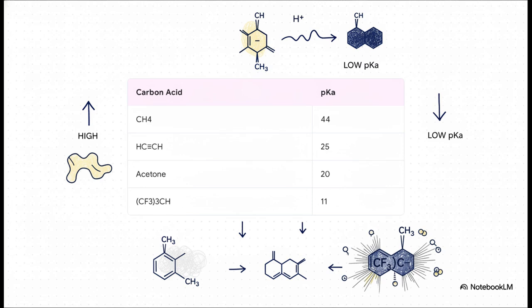Methane has a pKa of 44. That means it's a terrible acid, so its resulting carbanion is incredibly unstable. But look further down at acetylene at 25, or even better, that trifluoromethyl substituted molecule at an incredible pKa of 11. A lower pKa means a stronger acid, which yields a much more stable, far less basic carbanion. So what is actually driving these numbers down?